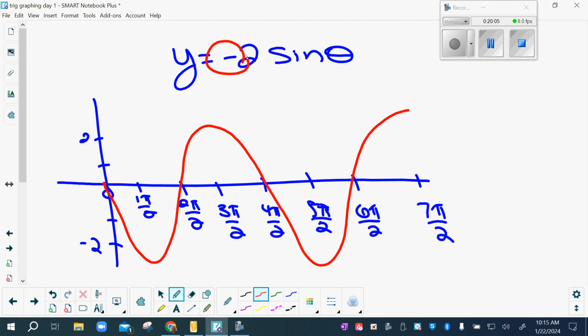Domain on this one: the domain is always going to be real numbers. The range on this one is -2 to +2. The amplitude and the range are the same. Great question.